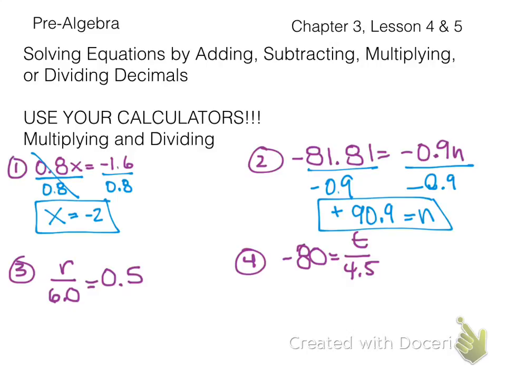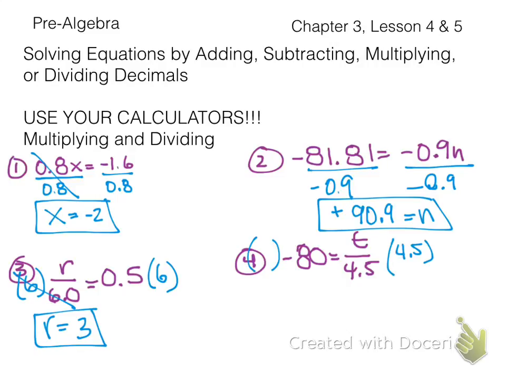Okay? Next up, we have r divided by 6 equals 0.5. So the opposite of dividing by 6 is to multiply by 6. These cancel out. r equals 0.5 times 6, which is 3. There you go. And then we have t divided by 4.5. The opposite of dividing by 4.5 is to multiply by 4.5. But what I do on one side, I have to do to the other. Those cancel out, leaving me t. 4.5 times negative 80 is negative 360.